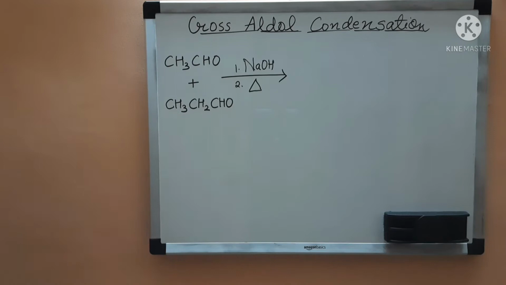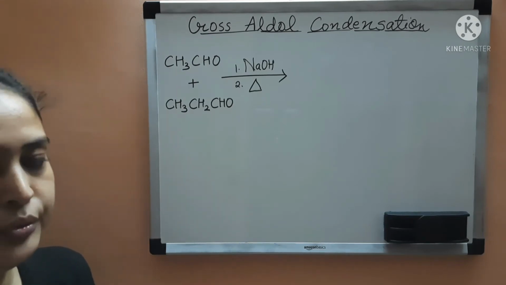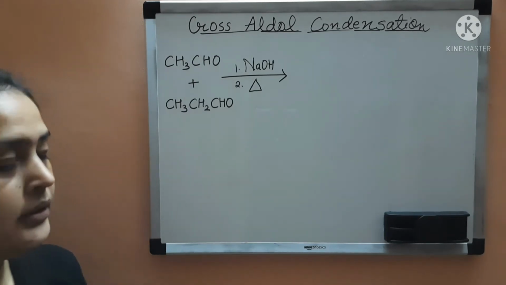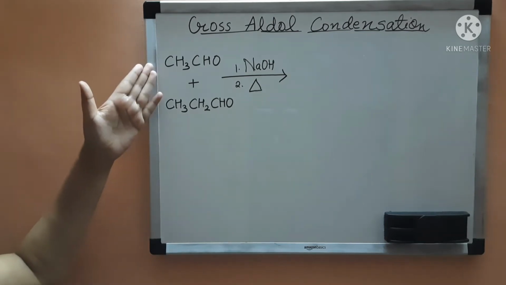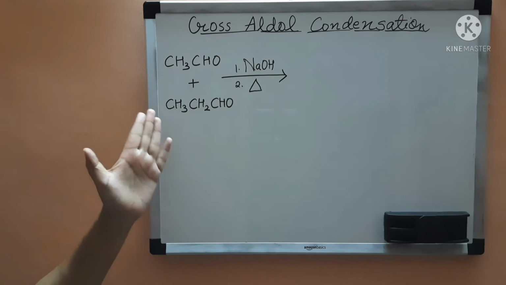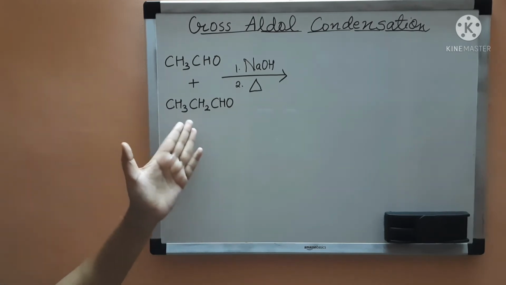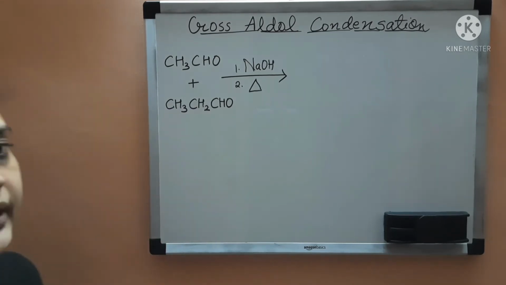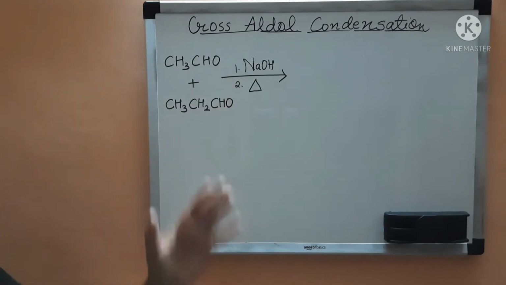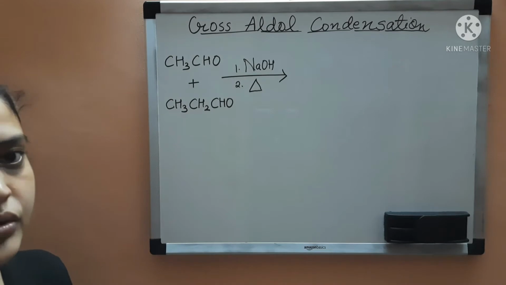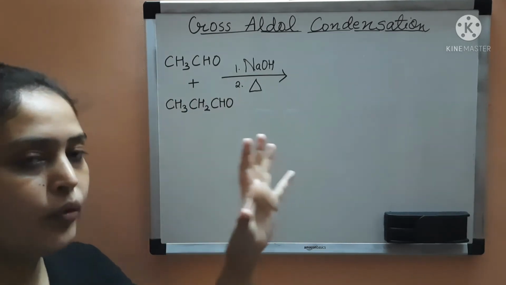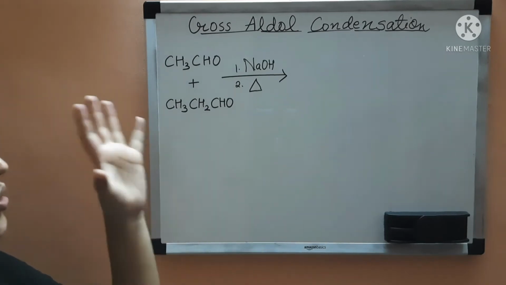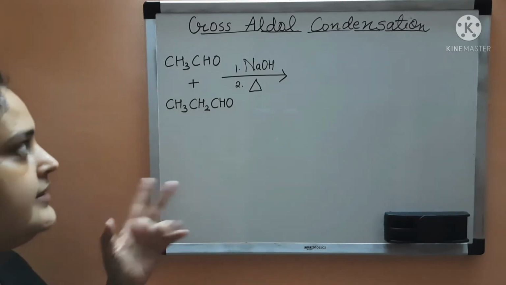First of all, I will take an example of two different aldehydes reacting together. The example I am taking is ethanal, CH3CHO, reacting with propanal, CH3CH2CHO. These are two different aldehydes, and we have to add a base, NaOH, sodium hydroxide, and then heat it. Then what will be the four products? Those will be cross-aldol products. So let us start.